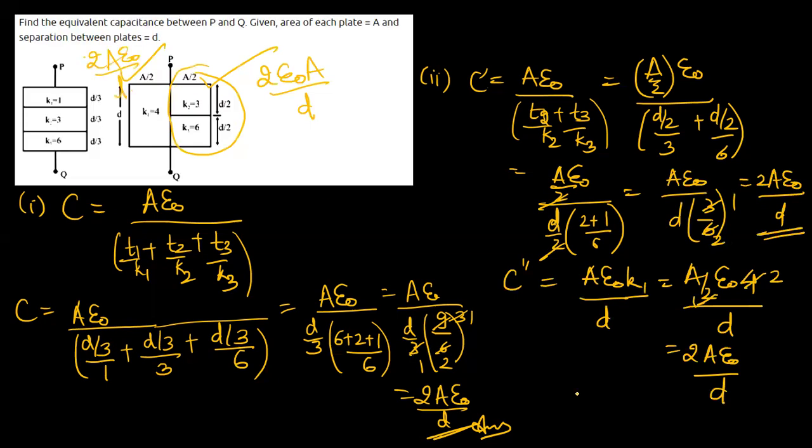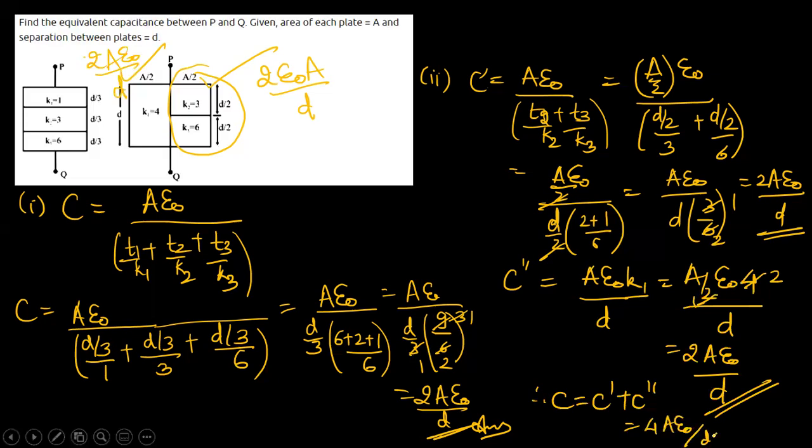I need the total. So total C equal to C dash plus C double dash. So 2A epsilon naught by D plus 2A epsilon naught by D, that will be 4A epsilon naught by D. That is your answer. So this ends the electrostatics chapter numericals. So this much was for the electrostatics chapter.